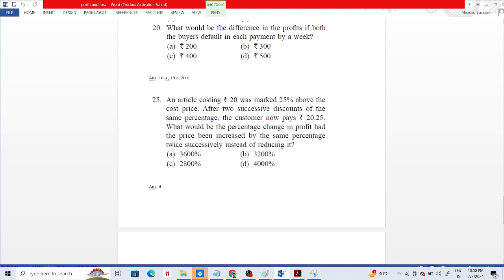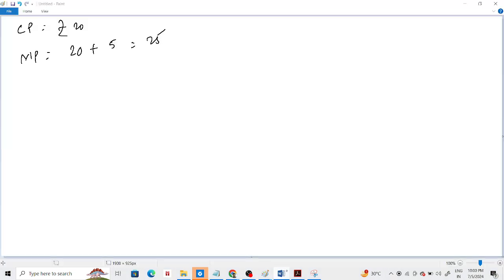Okay, after two successive discounts of the same percentage, the customer now pays this. Now here is your successive discount, Shitama. So this is the SP, this is the mark price. Now there were two successive discounts of the same percentage.